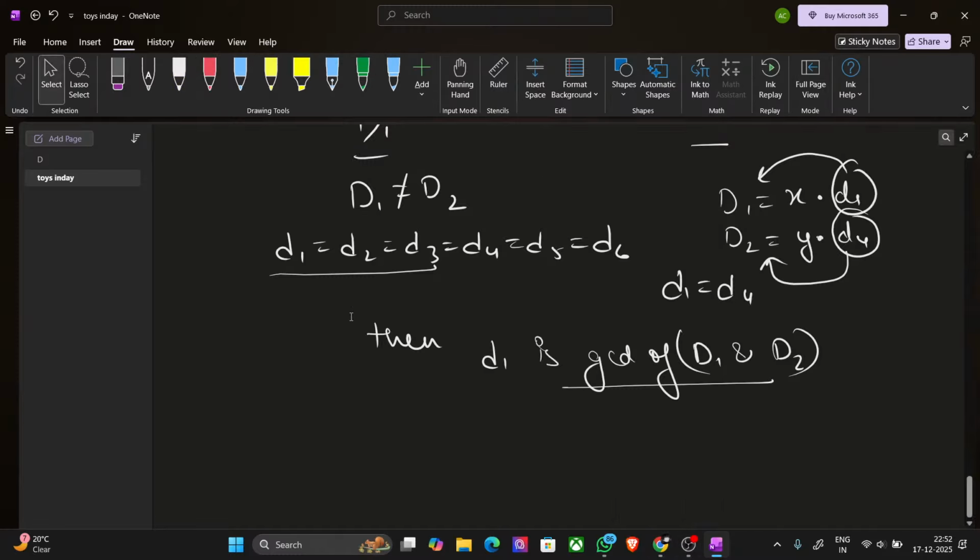So now I've got that the common difference must be the GCD of D1 and D2. Now how can I solve this problem?